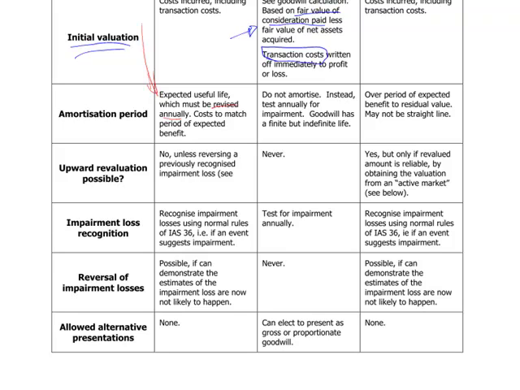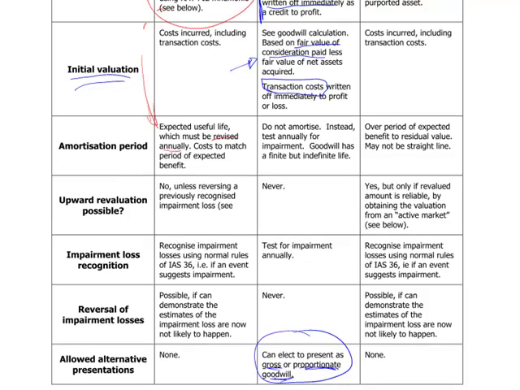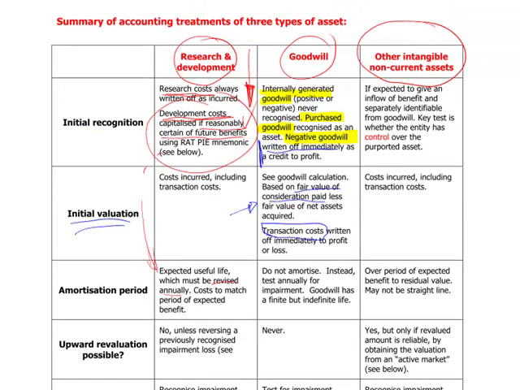You can read a bit more about it, and as I said, goodwill will be touched upon in quite a bit of detail on consolidation, and it is there that you will see that you have an allowed alternative presentation for goodwill, where you can elect to present a gross or a proportionate goodwill value. So you will have to be aware of two calculations of goodwill because you are allowed two alternative presentations. Okay, so three categories we said of non-current assets: research and development, goodwill, and other intangible non-current assets.